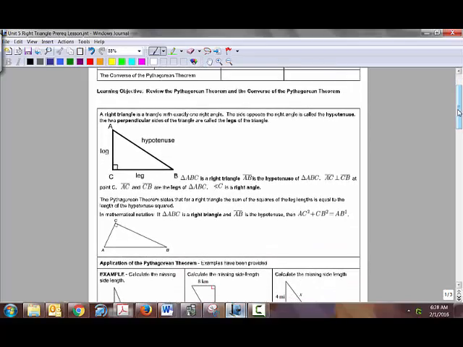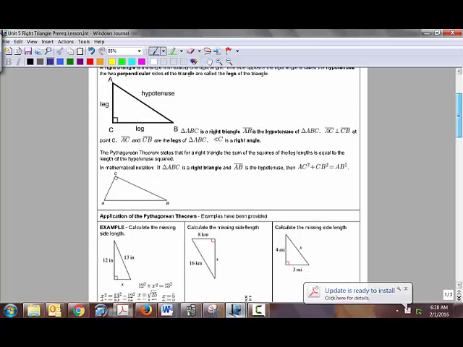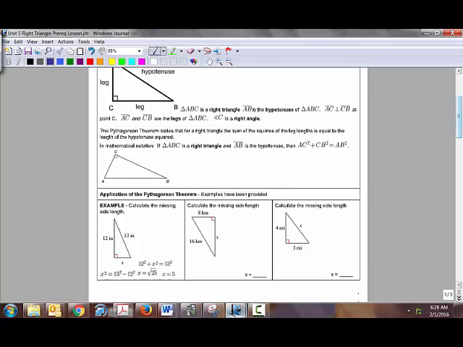A right triangle has exactly one right angle. The opposite side from that right angle has a special name called the hypotenuse. The other two sides are called legs. Those sides that are called legs are the two segments that meet in a perpendicular. And what the Pythagorean theorem says is if ABC is a right triangle and AB is the hypotenuse, then AC squared plus CB squared is exactly equal to AB squared.